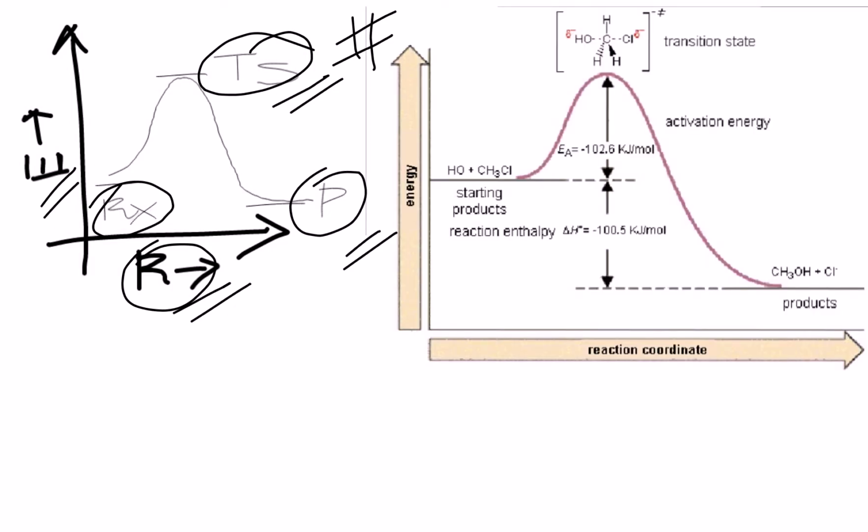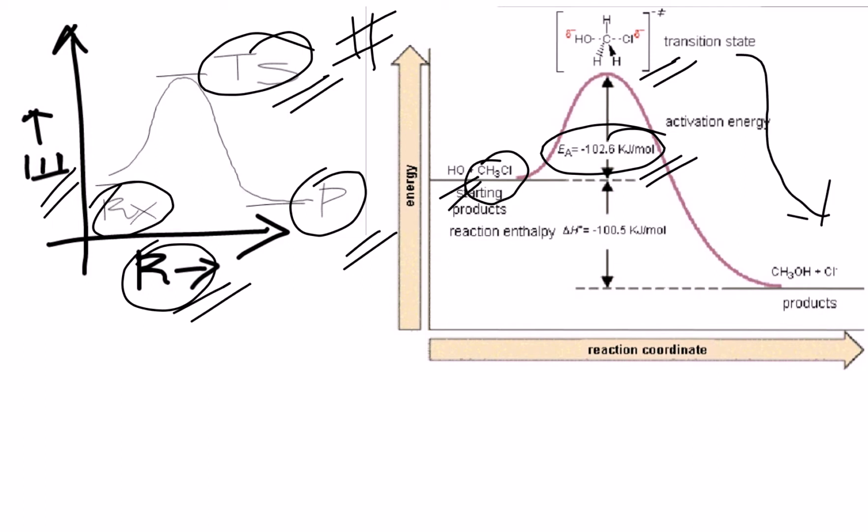Here is a more specific example involving the hydrolysis of methyl chloride as a starting material in the presence of hydroxide nucleophile. It forms this pentacoordinated transition state, and that transition state is formed by acquiring an activation energy equal to a numerical value of 102.6 kilojoules per mole for this example. And this transition state then rapidly falls downhill to give methanol and chloride ions as product.